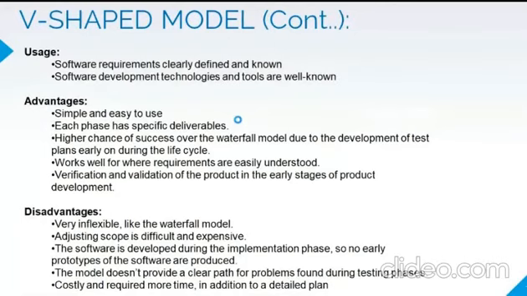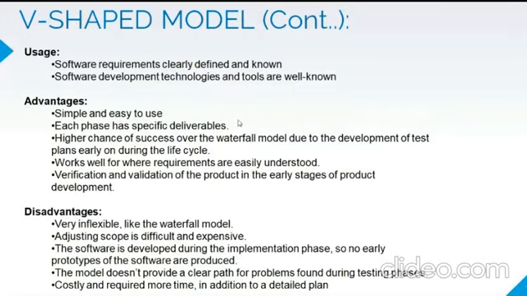The V-shaped model can be used where the software requirements are clearly defined and known. It's almost like the waterfall model, right? And software development technologies and tools are also well known. The advantages of the V-shaped model, similar to the waterfall model: it is very simple and easy to use. Each phase has specific deliverables, and there is a high chance of success.